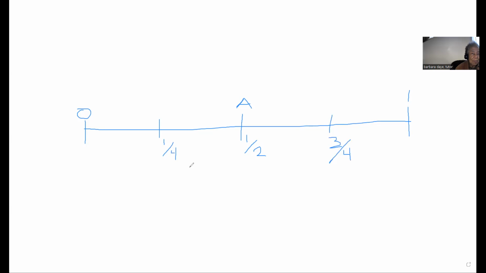And 1/2 is the same as 2/4, right? So it's 1/4, 2/4, 3/4, and then the whole is 4/4. Sorry about that. Okay, Marietta, is that clear now?